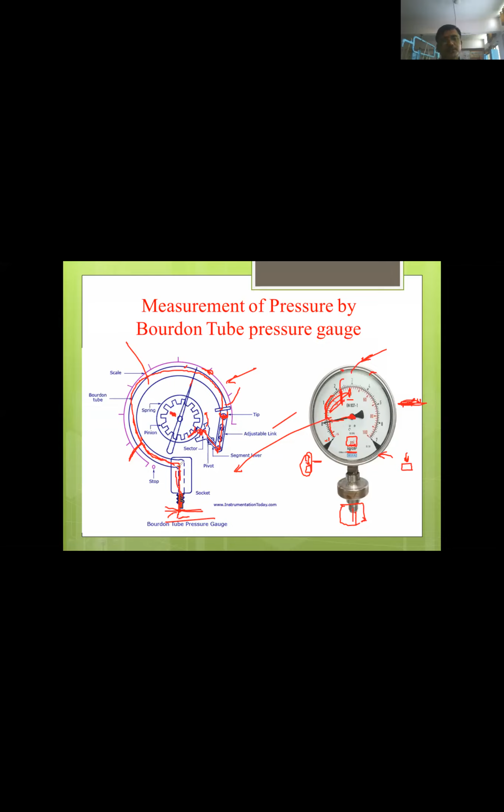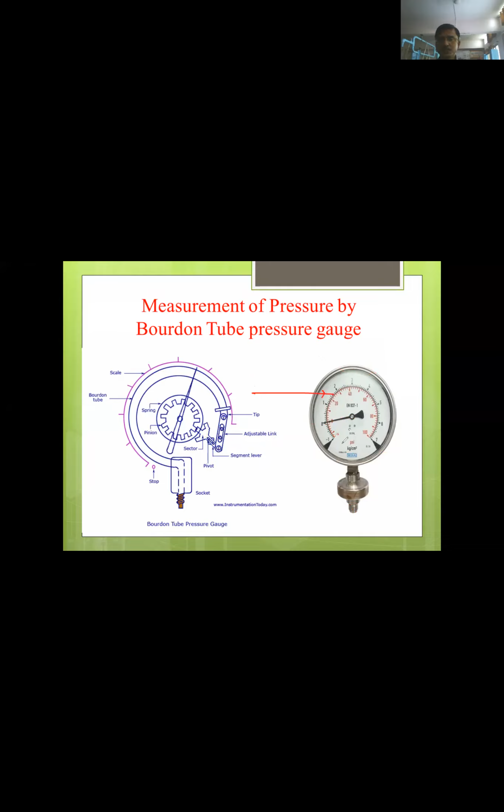So when pressure increases, because of this rise in pressure this tube tries to become straight, and because of that a movement takes place, and because of this movement the pointer moves from its place and shows the reading. Okay, and when we remove the pressure from this dial gauge, the fluid will again go back, and the pointer will come back to this particular point. Okay, so this is the simple working mechanism of this Bourdon tube pressure gauge.